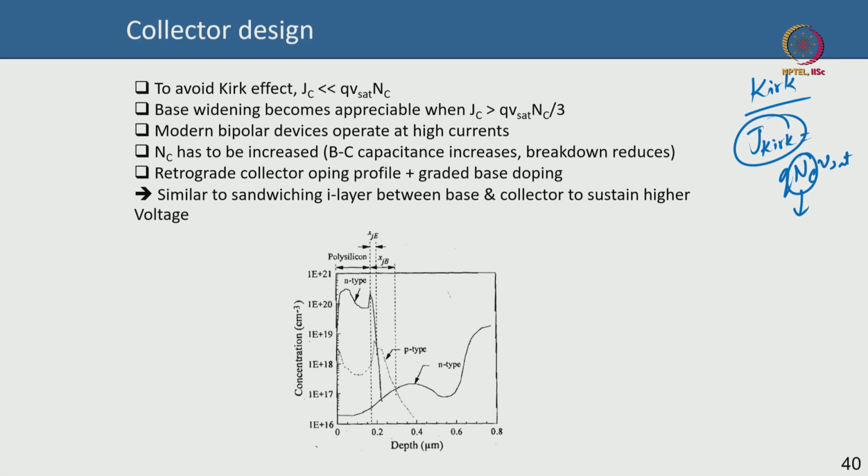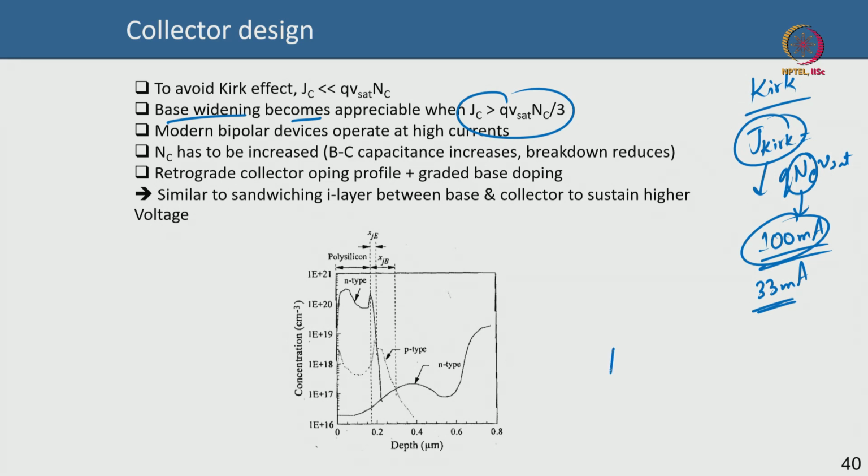Typically your base widening becomes appreciable when your current density exceeds 1/3 of the Kirk threshold. Just giving an example, if your Kirk threshold is 100 milliamp, that is the ultimate limit, but even at 33 milliamp you will start to see base widening. The base push out effect will start becoming observable, although it may not kill the device completely. So your limit is then 33 milliamp or something like that. The absolute limit is 100 milliamp, and modern devices have to operate at high currents.